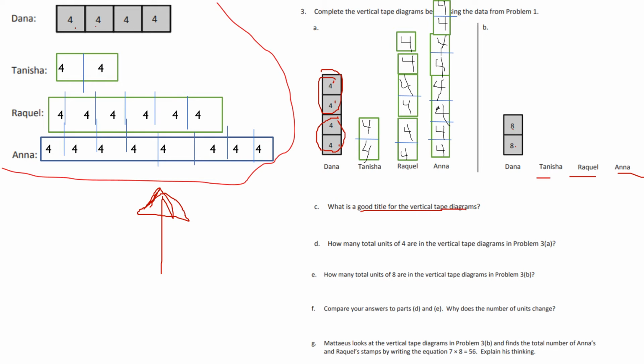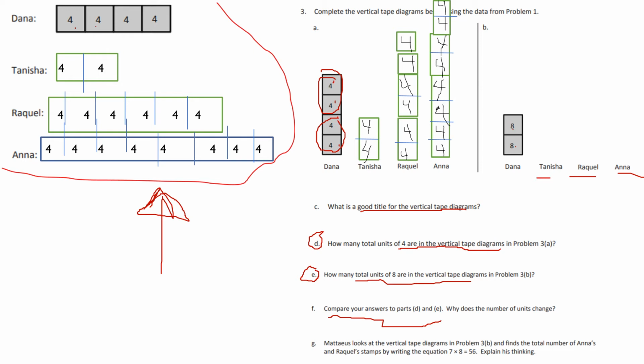You're also going to tell me what would be a good title for this vertical tape diagram. How many total units of 4 are in the vertical tape diagram? How many total units of 8 are in the vertical tape diagram? I want you to compare your answers for D and E. So this was D. And E, I want you to compare your total units.